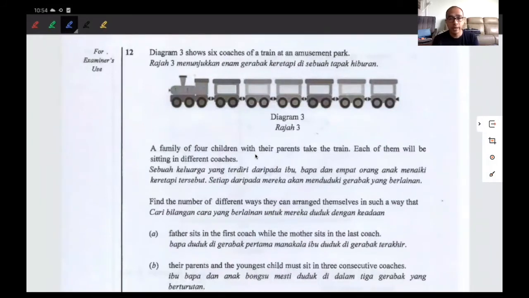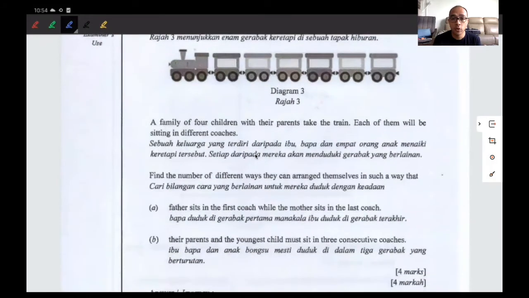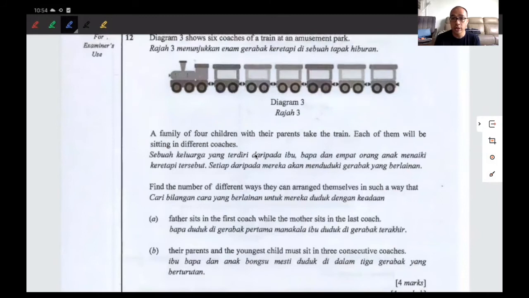Okay, the diagram shows 6 coaches of a train at an amusement park. A family of 4 children with their parents take the train. So there's 6 of them. Each of them will be sitting in different coaches, so 1 person in each coach. Find the number of different ways they can arrange themselves. And since this is arranged, we're talking about permutation.